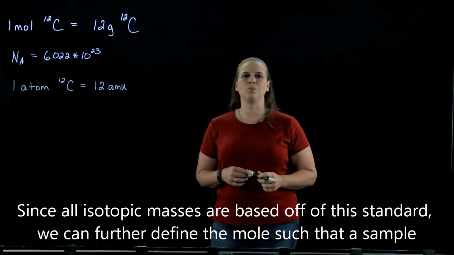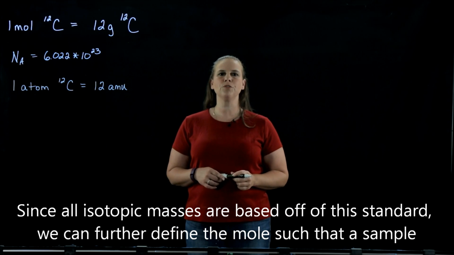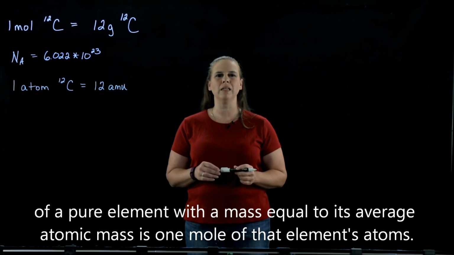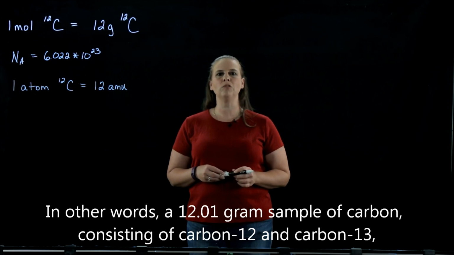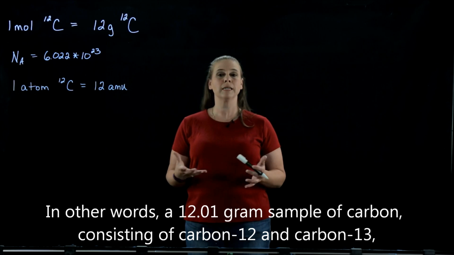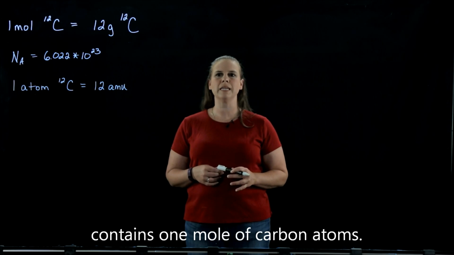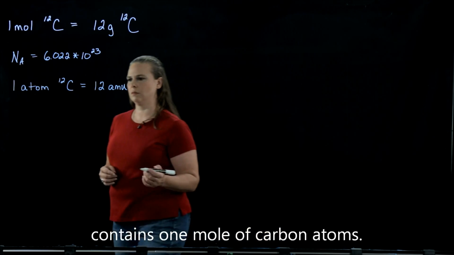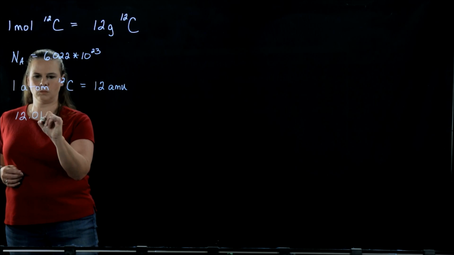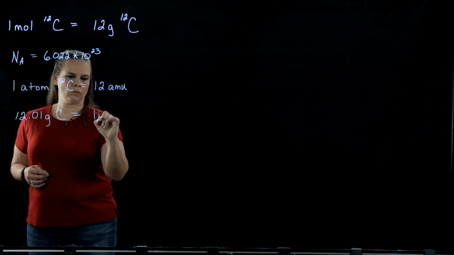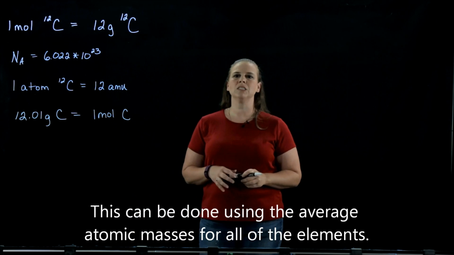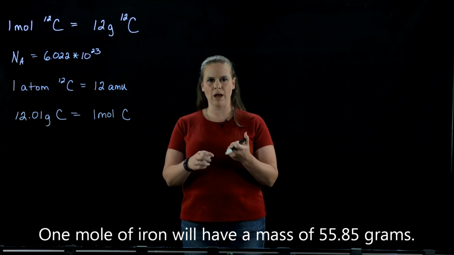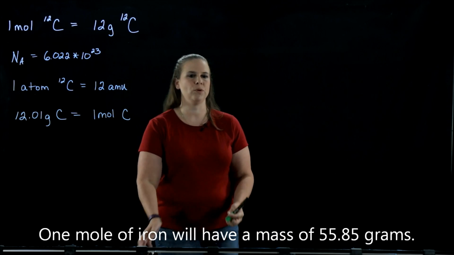Since all isotopic masses are based off of this standard, we can further define the mole such that a sample of a pure element with a mass equal to its average atomic mass is 1 mole of that element's atoms. In other words, a 12.01 gram sample of carbon consisting of carbon-12 and carbon-13 contains 1 mole of carbon atoms. This can be done using the average atomic masses for all of the elements. 1 mole of iron will have a mass of 55.85 grams.